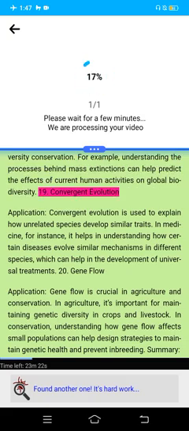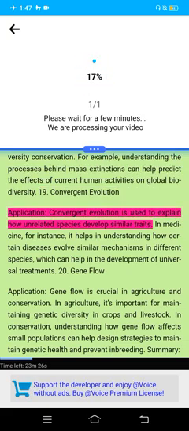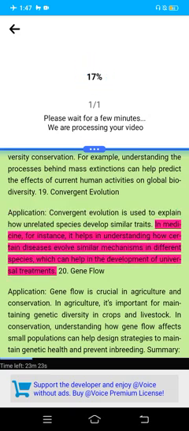19. Convergent evolution. Application. Convergent evolution is used to explain how unrelated species develop similar traits. In medicine, for instance, it helps in understanding how certain diseases evolve similar mechanisms in different species, which can help in the development of universal treatments.